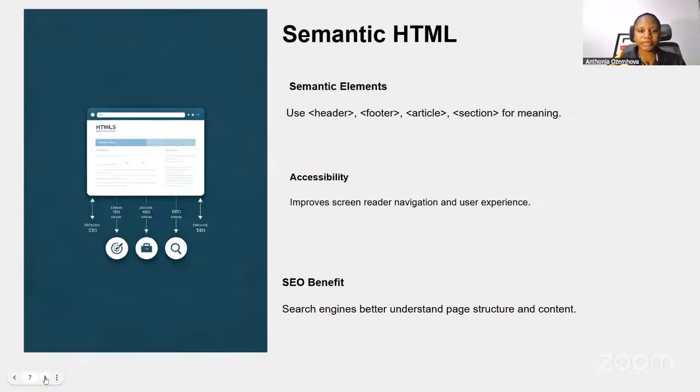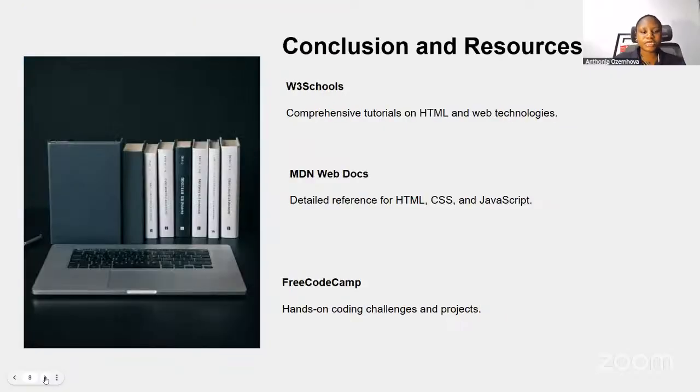So basically, this semantic HTML helps improve screen reader navigation and user experience. Then also for search engine optimization, search engines better understand page structure and content. Okay, so for optimization, these semantic elements are very, very important. Okay, that would be all from my end.